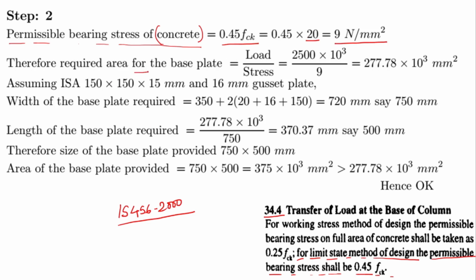Therefore, the required area for the base plate is the total load divided by stress. Here the total factored compressive load is 2500 kilonewton. Multiplying it by 10 cube, we convert it to Newton, divided by 9, which is the permissible bearing stress of concrete. So the required area is calculated as 277.78 into 10 cube mm square. Assuming ISA 150 into 150 into 15 mm and a 16 mm gusset plate.